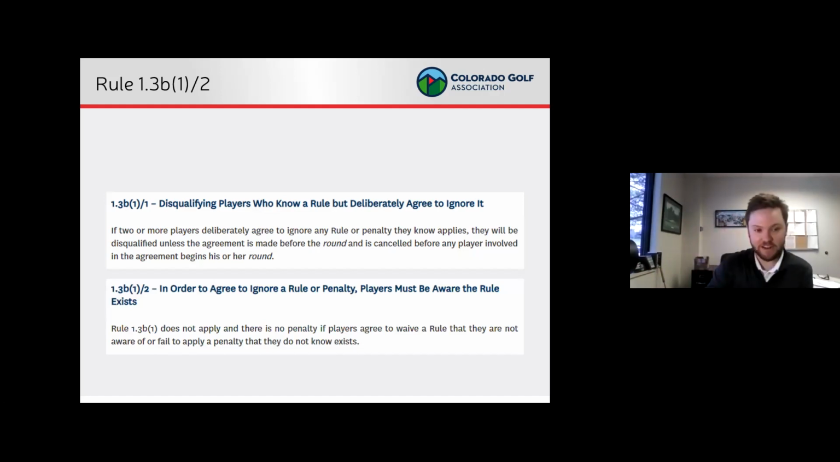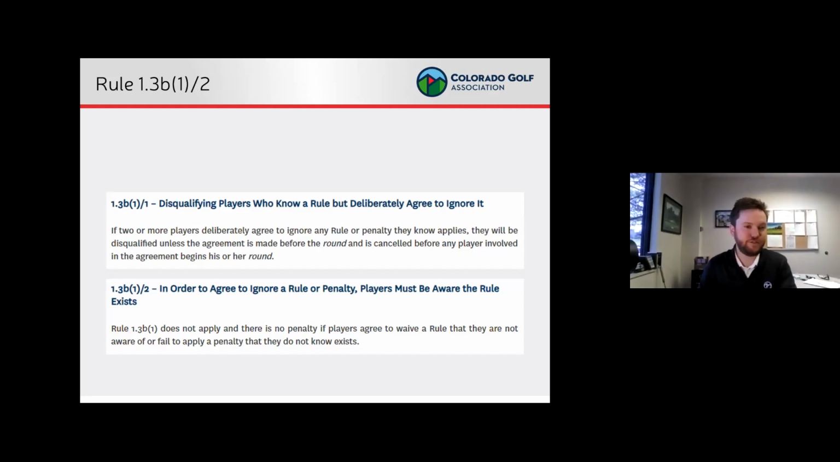And then following right after that, kind of hinging on it, Rule 1.3b(2). In order to agree to ignore a rule or penalty, players must be aware the rule exists. So there's deliberate knowledge to circumvent the rules of golf here. It says 1.3b(1) does not apply, and there is no penalty if players agree to waive a rule that they are not aware of or fail to apply a penalty that they do not know exists. So these are very different.